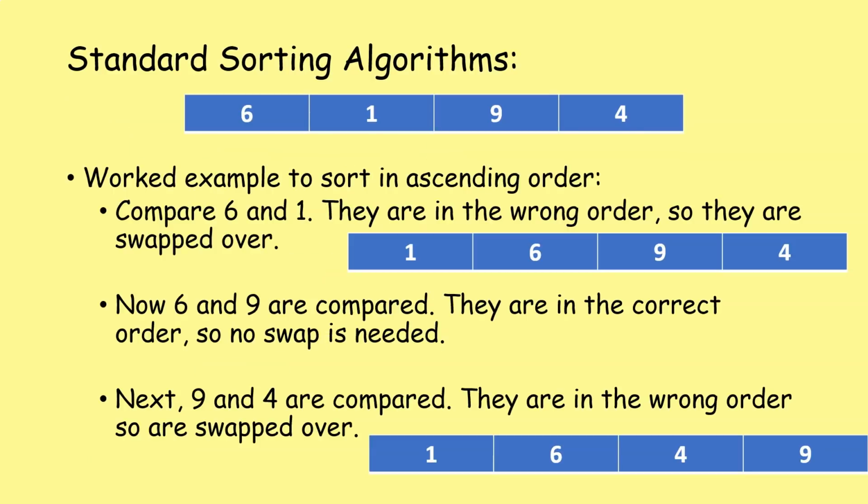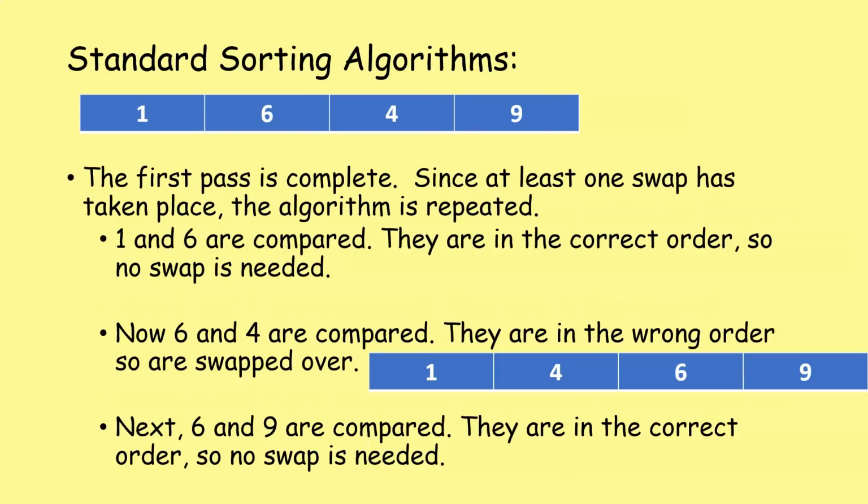We've got 6194 in our list. We want to get this in ascending order. So we're going to start by comparing 6 and 1. They're in the wrong order, so they're swapped over. Now 6 and 9 are compared. They're in the correct order, so no swap is needed. Next, 9 and 4 are compared. They're in the wrong order, so they're swapped over. The first pass is now completed. We have 1, 6, 4, 9 in our list.